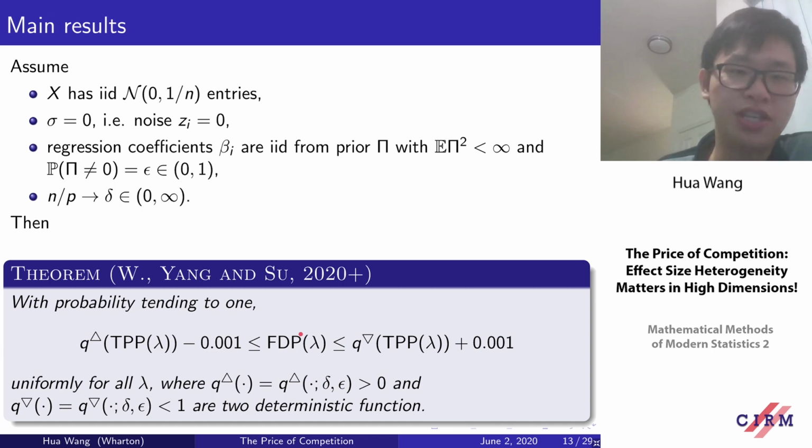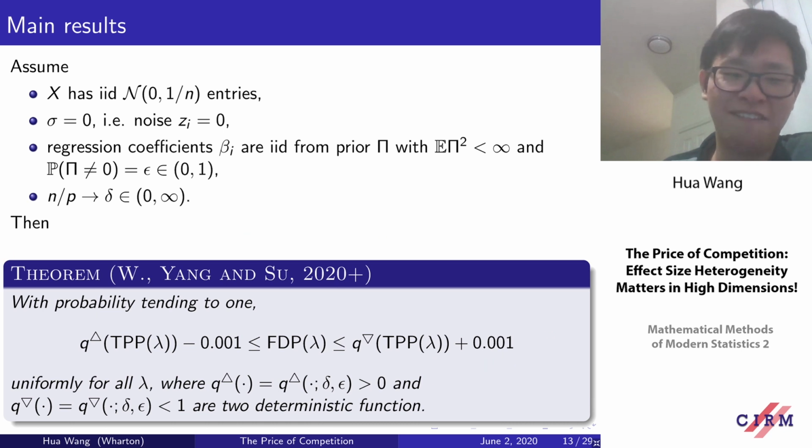So here goes our main result. We have 4 assumptions. Assumption 1 is that we have i.i.d. Gaussian design. Assumption 2 is that we are considering the noiseless case. For this one, it's only a technical convenience that we will relax later. Assumption 3 is that we're considering a non-vanishing linear sparsity ratio. And assumption 4 is that we are also considering the case in which n and p are linear and comparable. So the theorem goes like this. With probability tending to 1, we will have FDP uniformly bounded between 2 deterministic curves.